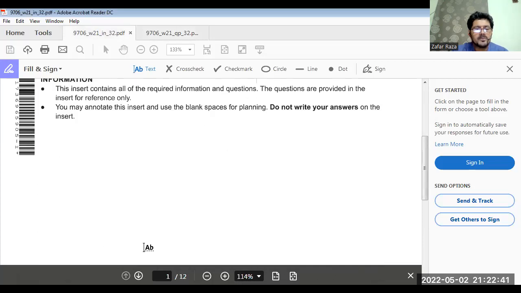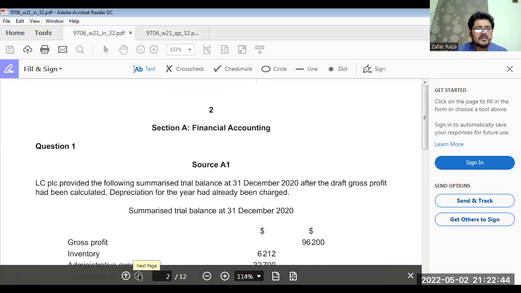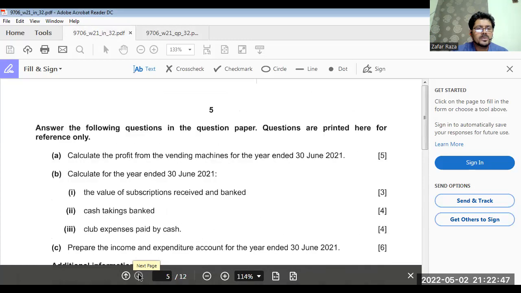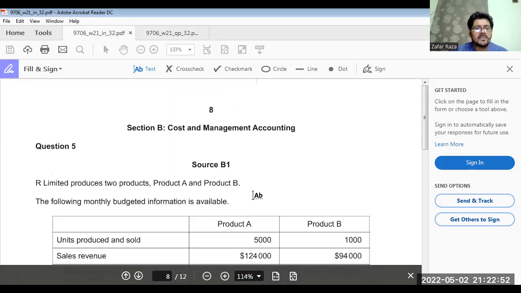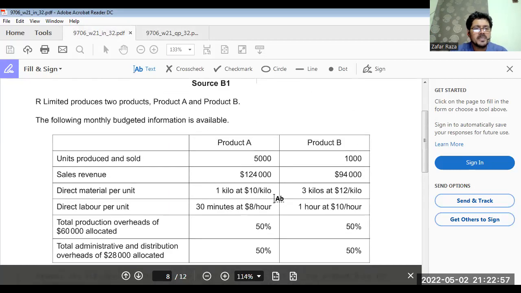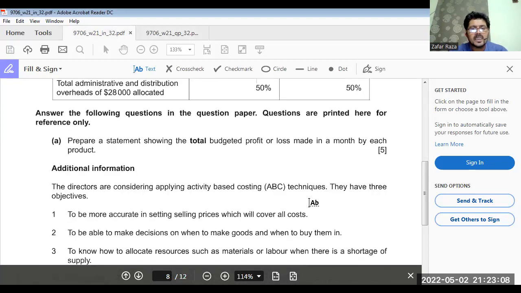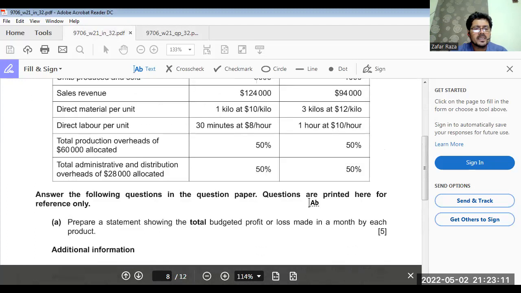Question number 5. We have to move to question number 5. Cost and management accounting, section B. R Limited produced two products, product A and product B. The following monthly budgeted information is available: units produced and sold, product A and B, sales revenue, direct material, direct labor, total production overheads, and administrative. Answer the following question; the questions are printed here for reference only. Prepare a statement showing the total budget profit or loss made in a month by each product.